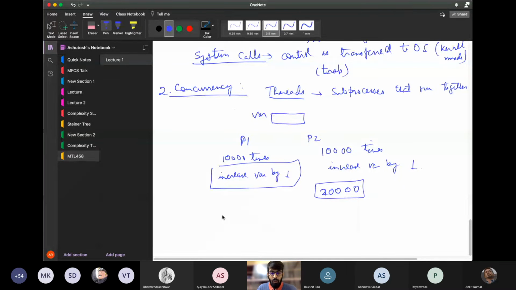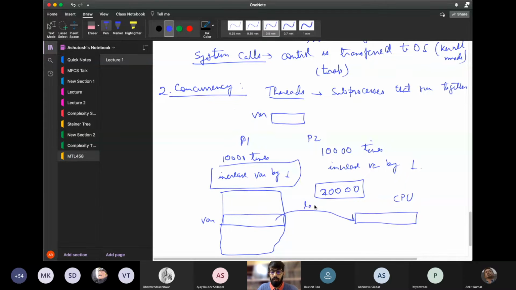Suppose this is where var points in the memory. This is the whole memory, and this is a register in the CPU where the increment will take place. So first step, this has to be loaded into the CPU. Then it will increment, and then it will be copied back.